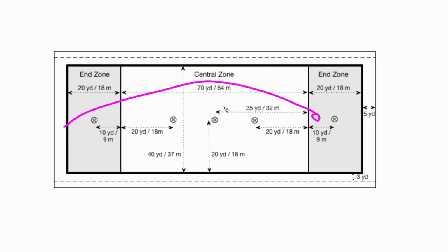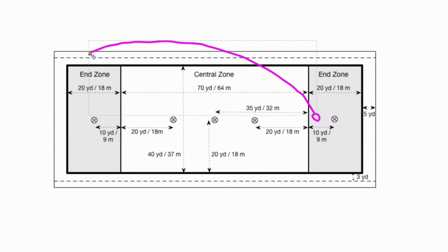The other thing that can happen if the disc is pulled out of bounds, let's say the disc is pulled like that. In this instance, you have a choice. You can either take the disc at the brick mark, or you can take the disc on the side of the field where it went out of bounds.